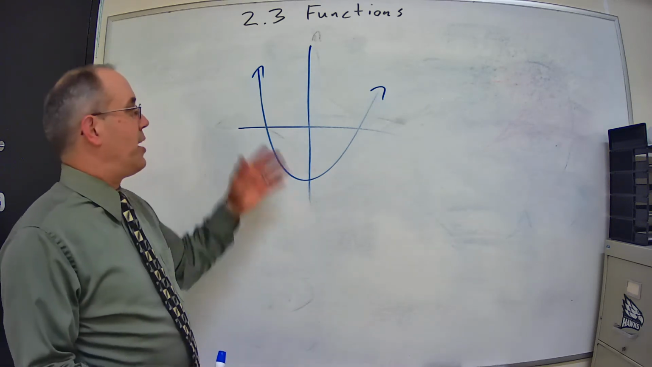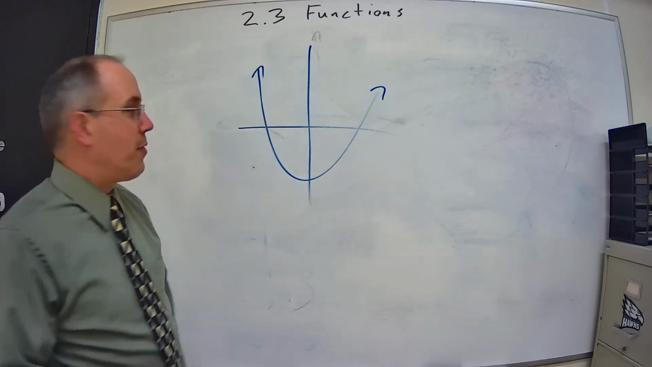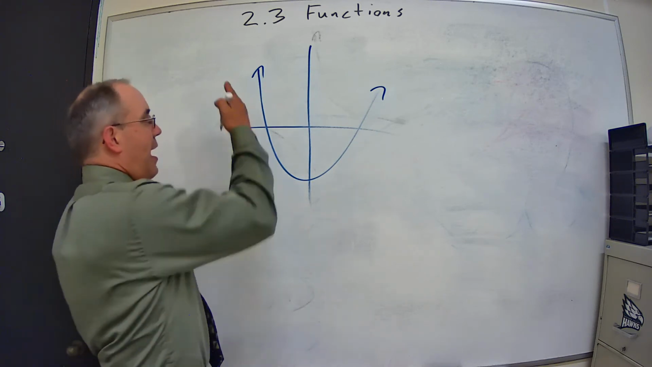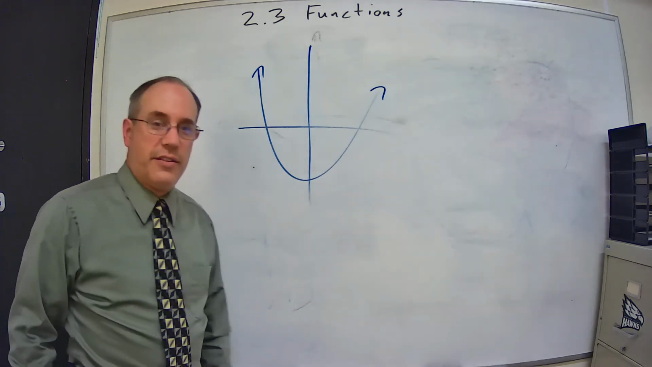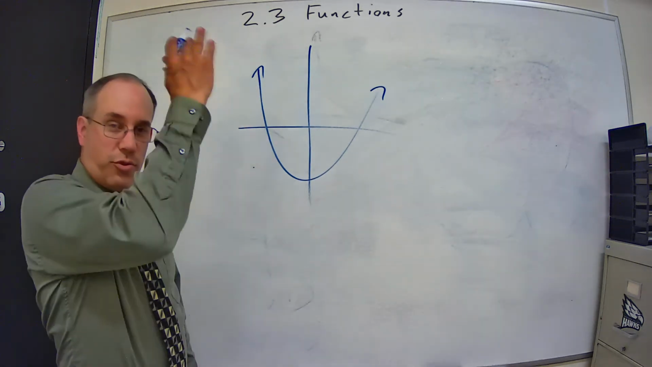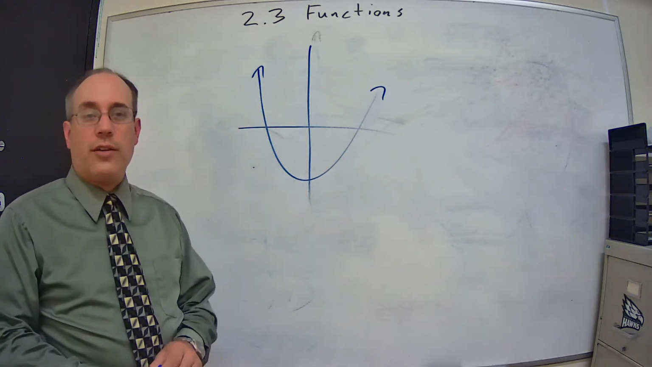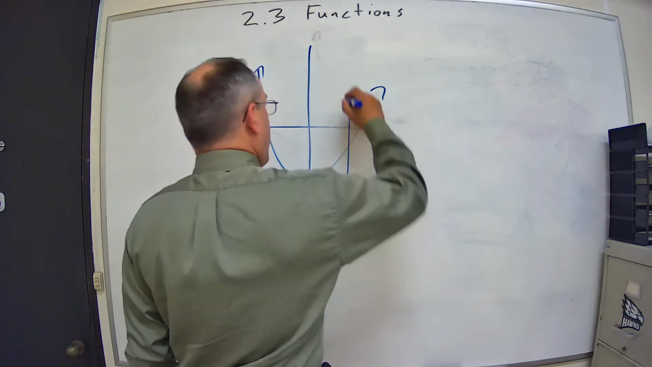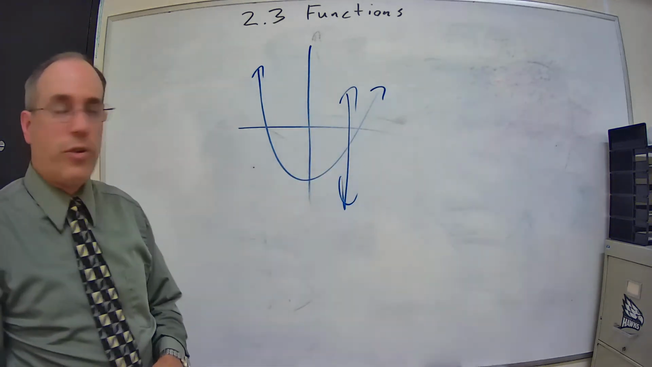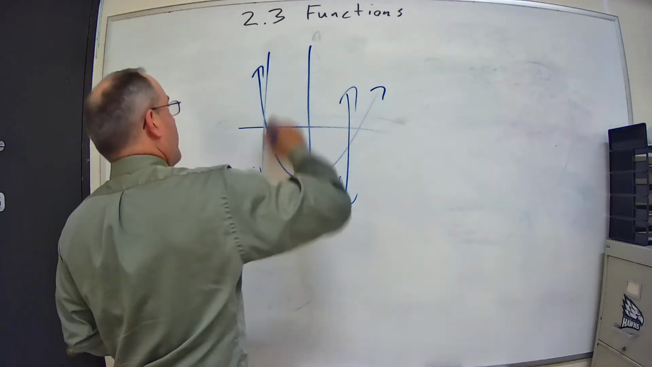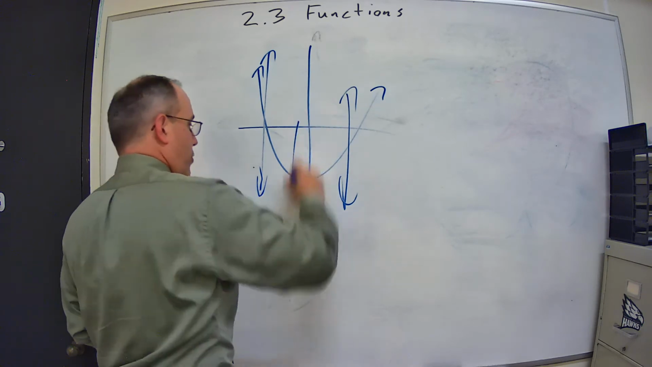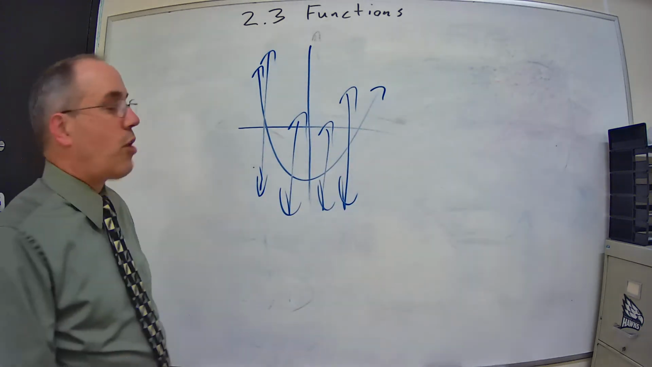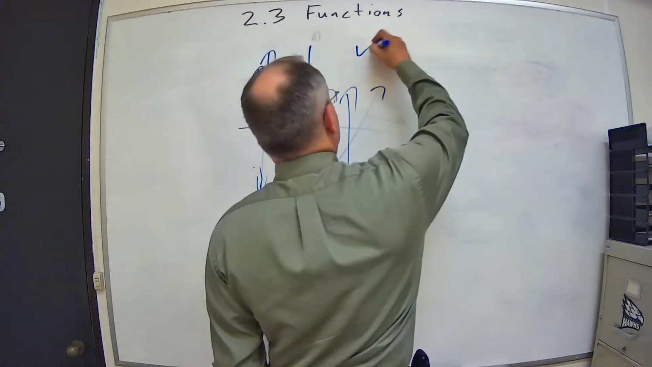Well, visually we can look at it and say, if I were to draw a vertical line anywhere on this curve, crossing anywhere, it would only cross the curve at one point. So I come here, I draw a vertical line, it only crosses through the curve at one point. I come over here, I draw a vertical line, it only crosses through the curve at one point. This is called the vertical line test.